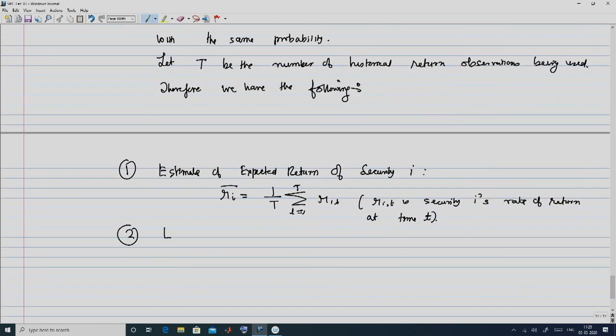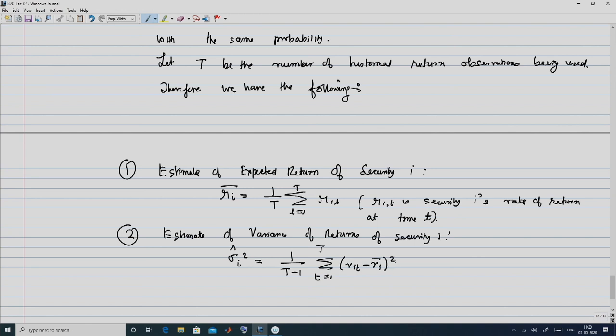Secondly, we look at the estimate of variance of returns of security i, denoted by sigma_i square hat, and this is going to be 1 over T minus 1 summation t is equal to 1 to capital T of (R_it minus R_i bar) square.